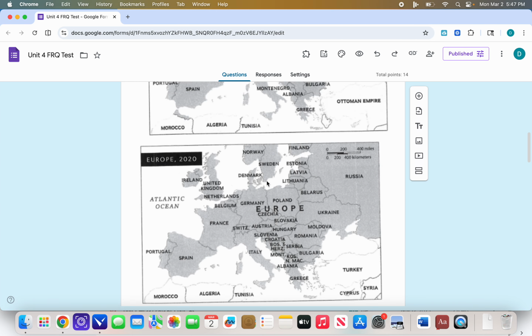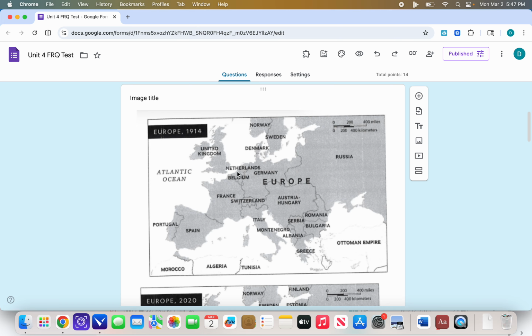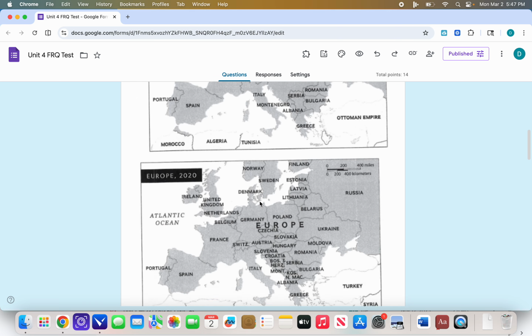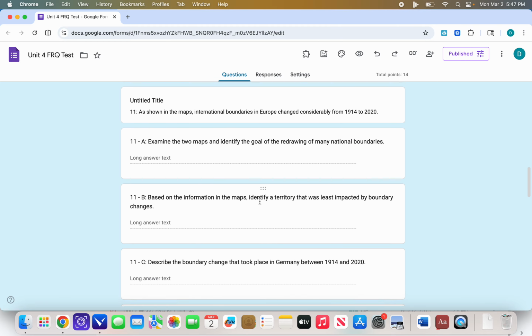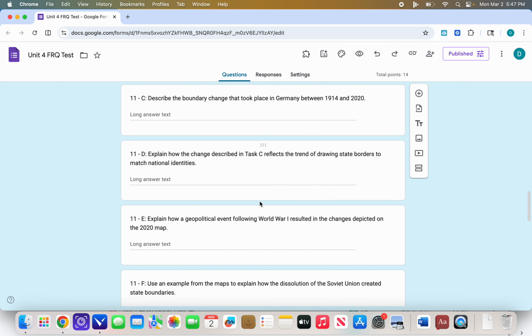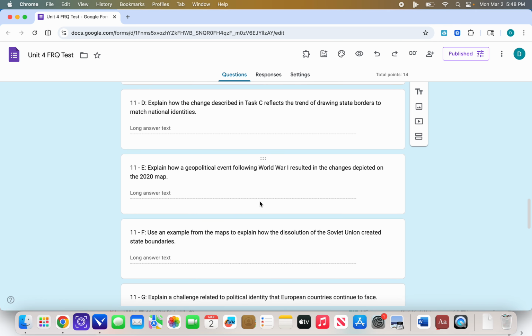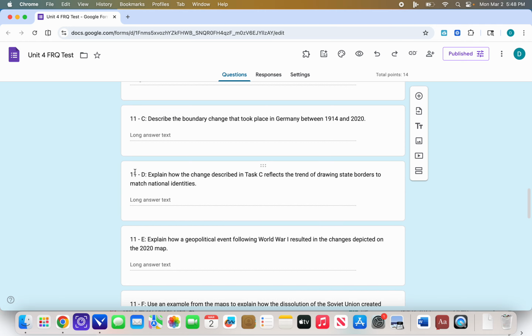You can see what Germany looks like in 2020. You can see how much larger Germany is, particularly in the East, before 1914. So describe what happened to Germany. Not why, just what's going on with the border. Then D builds on C. So explain in this case. Now you're going to describe and say why.